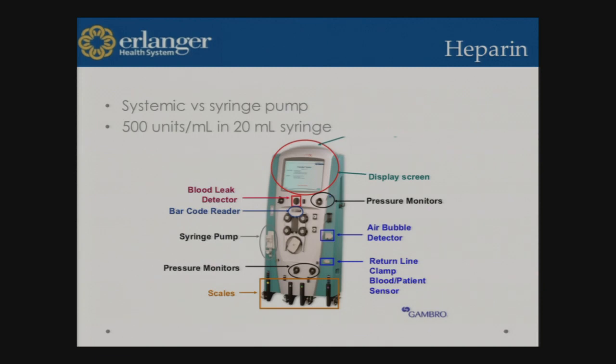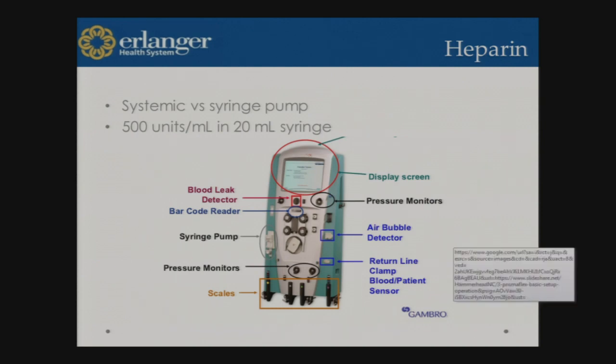So enough about citrate. We'll talk about heparin. Heparin can be given systemically. For example, in the CV-ICU patient population, a lot of those patients are on systemic heparin drips for other indications. And so we don't need to provide additional anticoagulation on top of that. They're already anticoagulated, and so that would suffice for circuit anticoagulation.